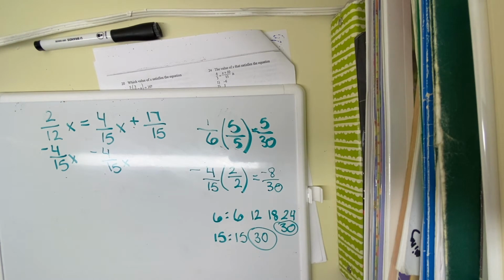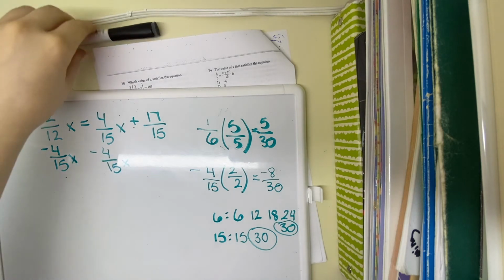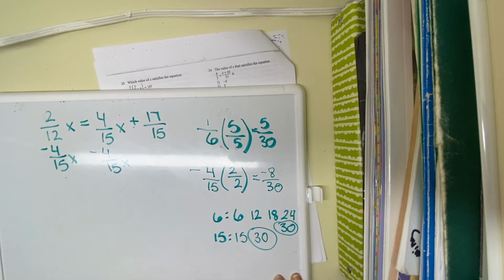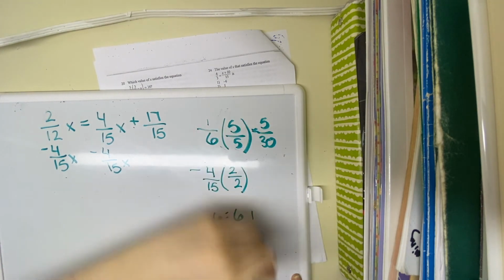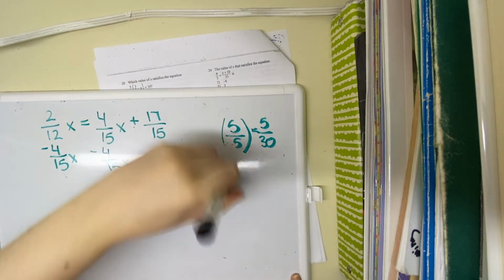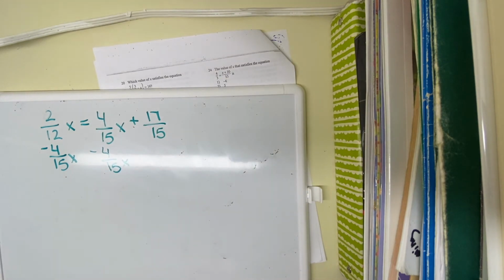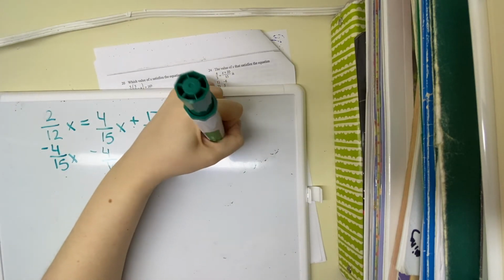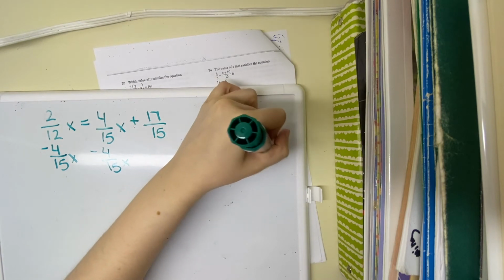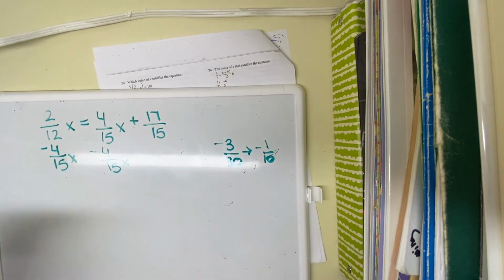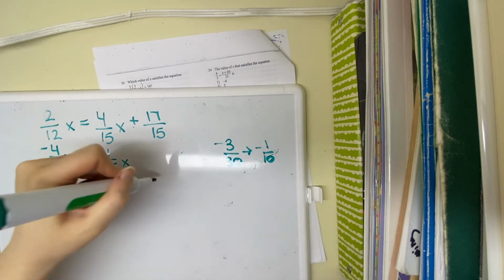5/30 minus 8/30. 5 minus 8 is -3, so it's going to be -3/30. And we can actually simplify that even further. I'm just going to erase this whole thing so we know it's -3/30. We can simplify that to -1/10. So it was -3/30. We're going to turn that into -1/10, just the most simplified version.